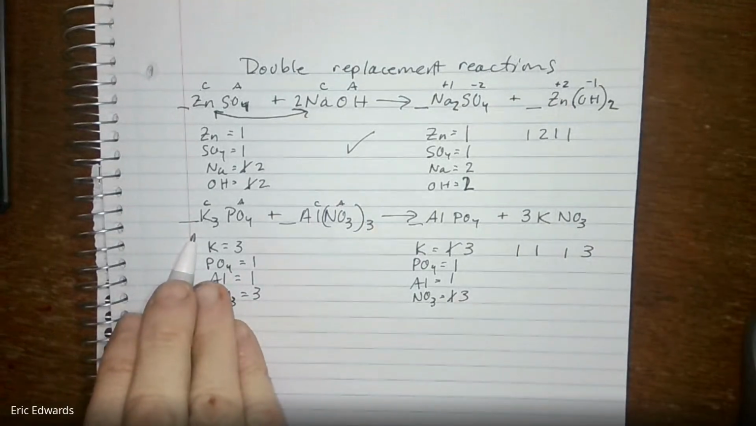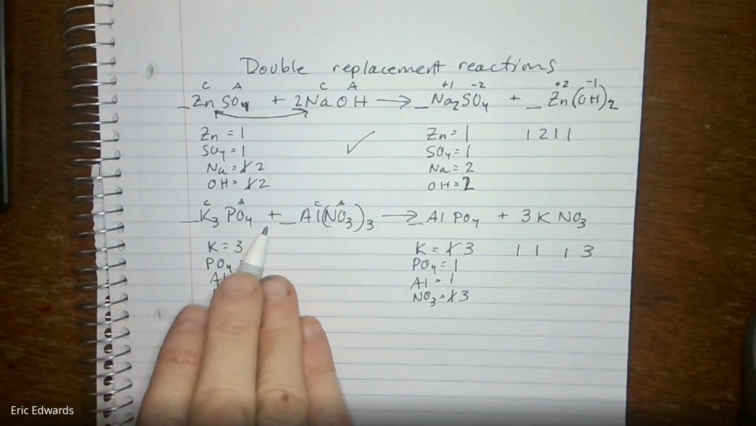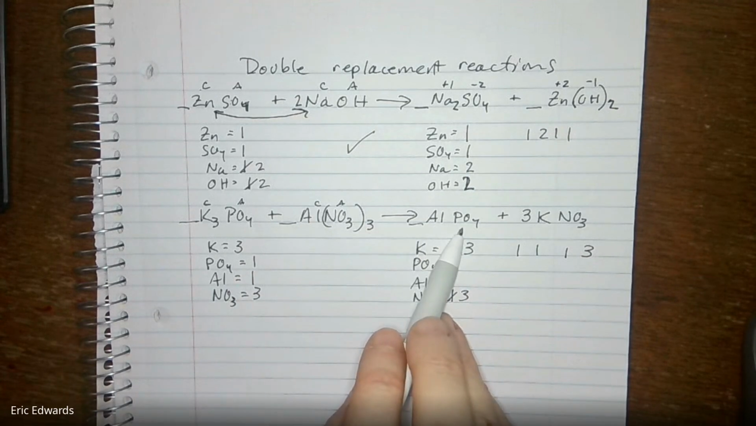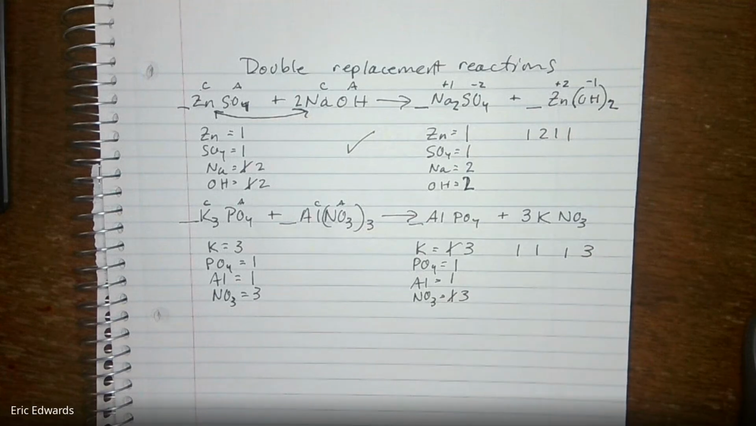And what it says is 1 mole of potassium phosphate plus 1 mole of aluminum nitrate yield 1 mole of aluminum phosphate plus 3 moles of potassium nitrate. And that's what that yields.